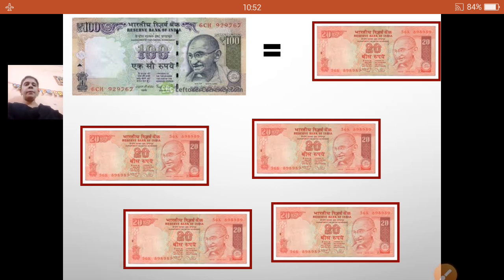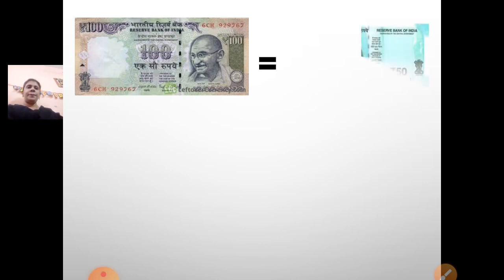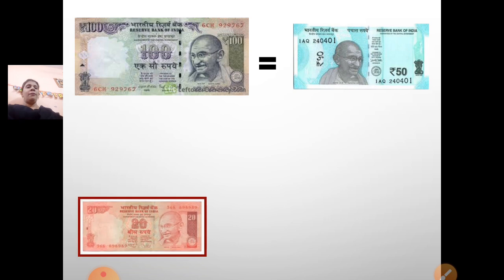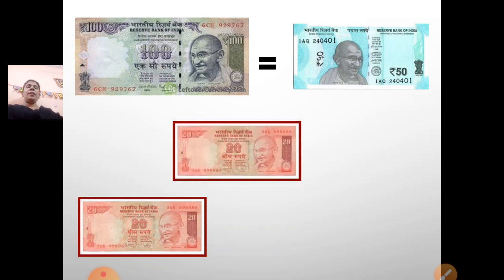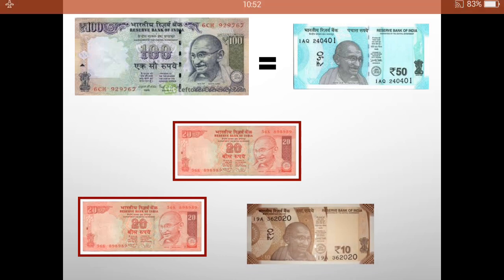Okay. Now next. Now again 100 rupee note. For this, children, what you are going to do? Let us see. 50 rupee note, 20 rupee note, one more 20 rupee note, one 10 rupee note. Now let us count and see.